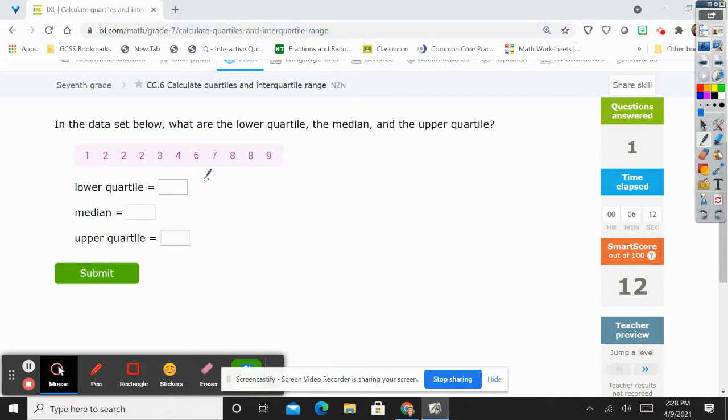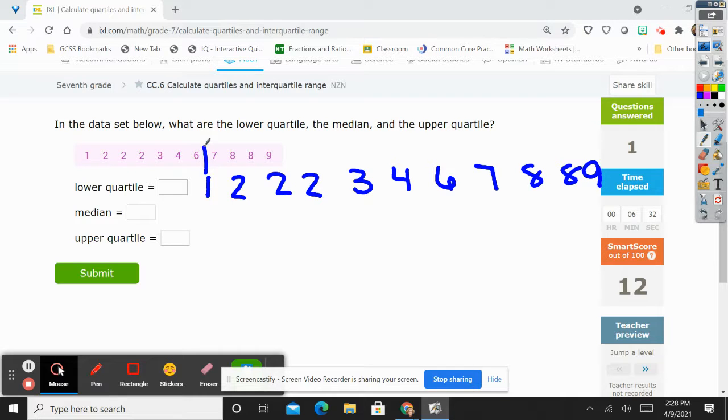But again, guys, you can't write on this like I can, so you would have to write this on a piece of paper. You really don't want to do this in your head. So 1, 2, 2, 2, 3, 4, 6, 7, 8, 8, 9. So we're going to find the median. That's where you go every time. He goes to this guy.